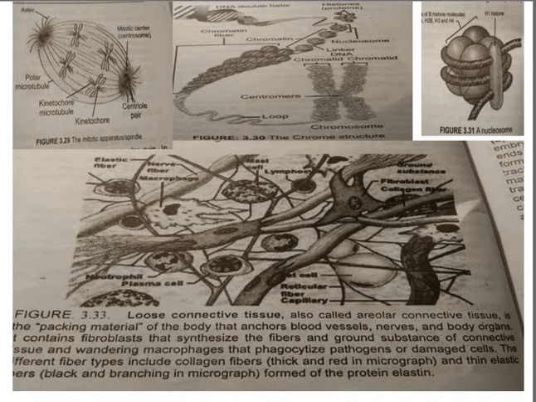Below this, the diagram shows loose connective tissue, also called areolar connective tissue, which is the packing material of the body that anchors blood vessels, nerves, and body organs at different levels, with wandering macrophages that phagocytize pathogens or damaged cells of the body. The different fiber types include collagen fibers and thin elastic fibers formed of the protein elastin.